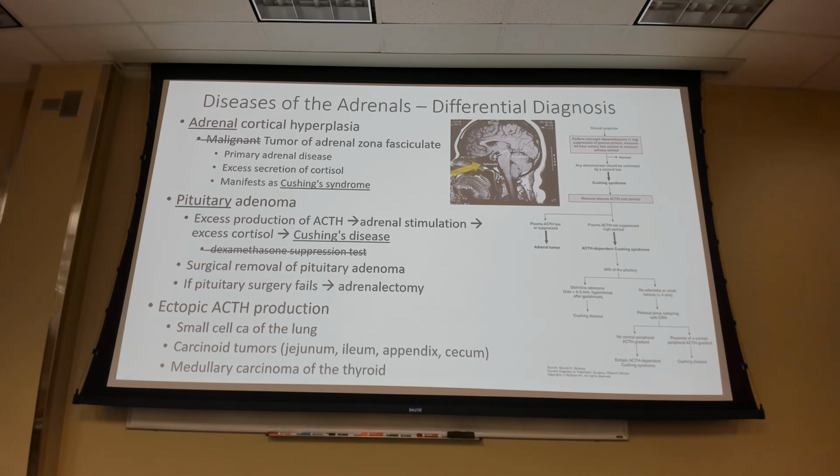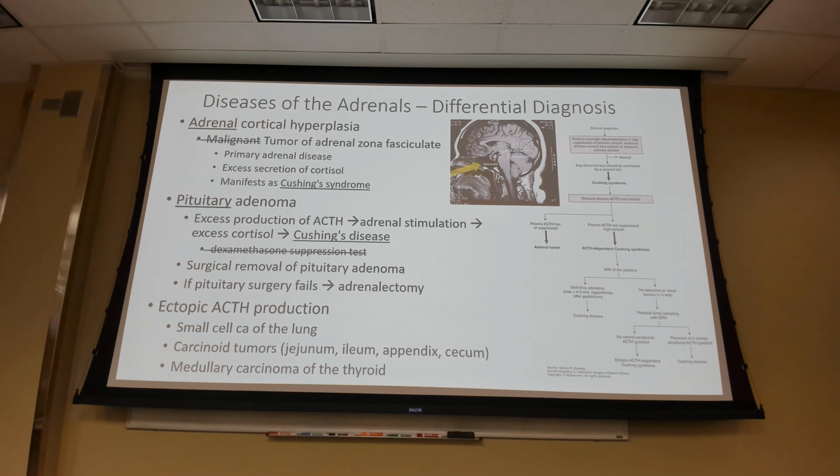Sometimes they'll present with these symptoms, and we need to evaluate where that's coming from, whether it's coming from the pituitary versus the adrenal gland. So we'll typically run an ACTH for that. And if it's in the pituitary, we'll have the excess ACTH causing the stimulation, leading to Cushing's disease.